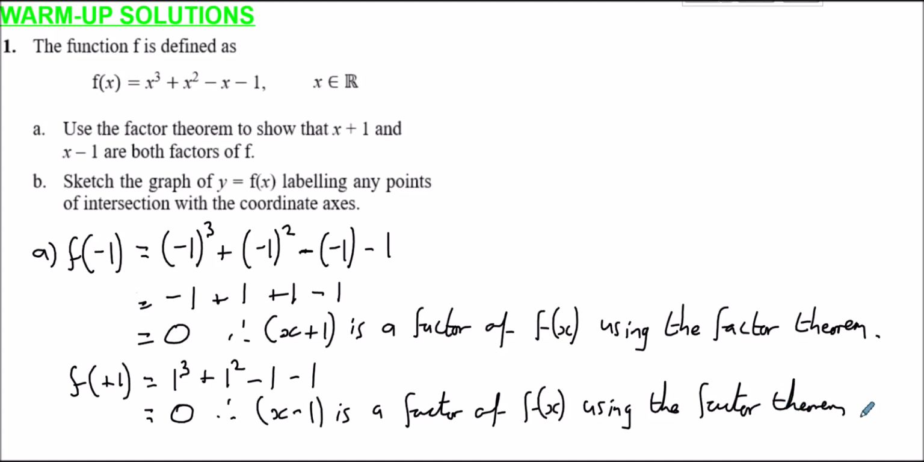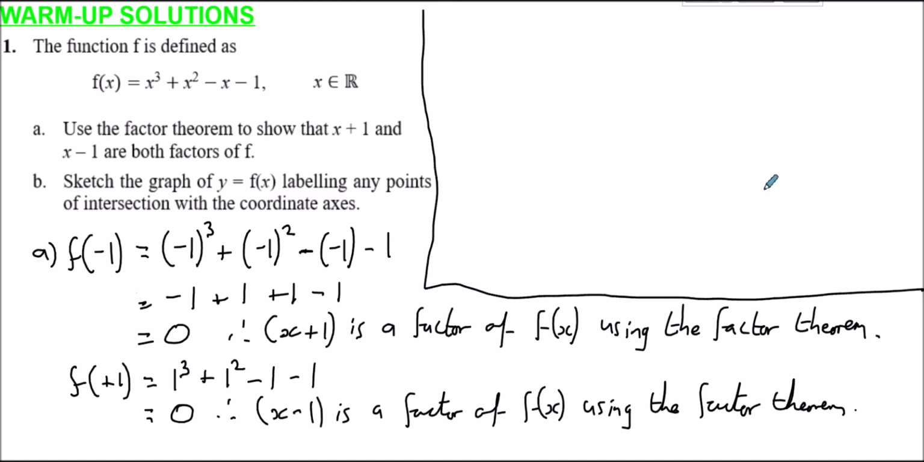So now part B, we need to sketch the graph of y equals f of x, labelling any points of intersection with the coordinate axes. We found 2 roots to this equation. We've shown that minus 1 and plus 1 are roots, but we've not found the third root. Cubics can have up to 3 roots, and so what I'd suggest we do here is try and find the third root, and one way we can do this is by using polynomial division.